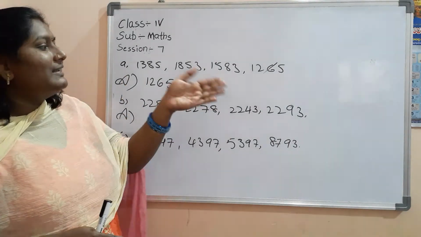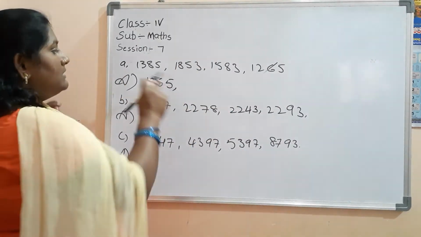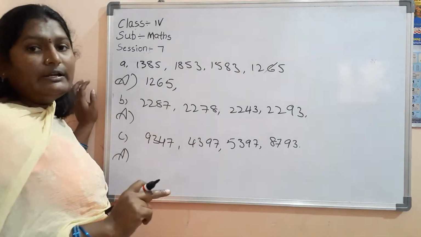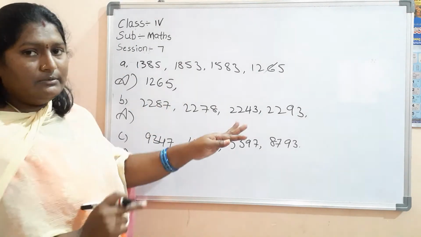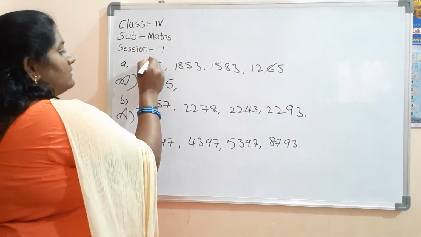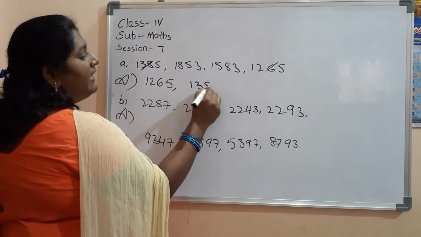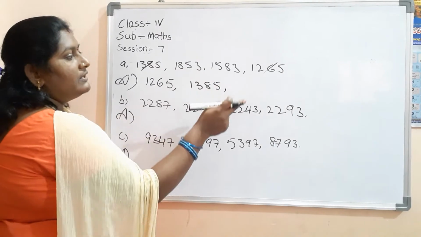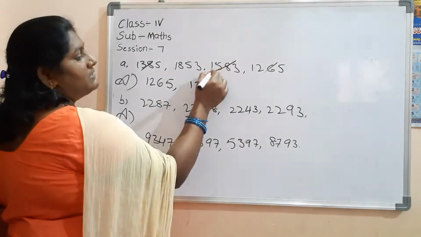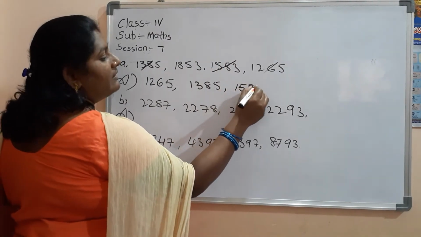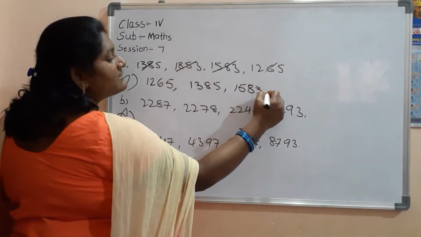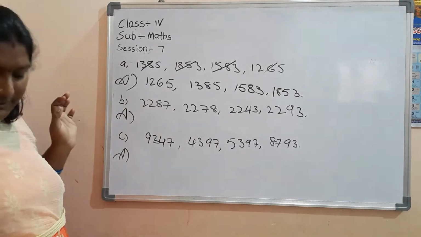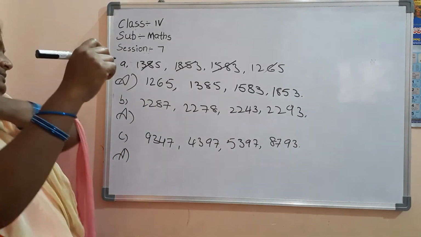So what is the next small number? See here, 1385, 1853, 1583. In the three numbers, which one is a small number? 1385 is a small number. Right? The next one is this one, 1583, and the last number is 1853. Clear?